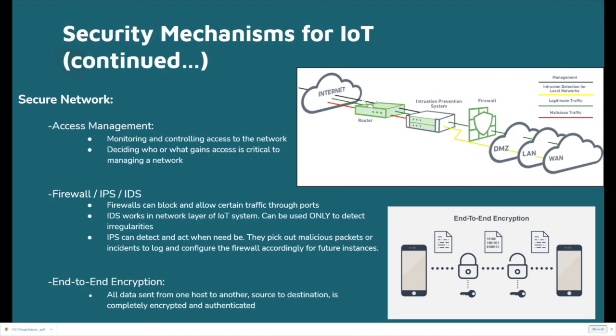So intrusion detection systems work in the network layer of the IoT system, and they can be used only to detect irregularities. So that's where intrusion prevention systems are better as opposed to detection systems, as the prevention systems can detect and act when need be. They pick out malicious packets or incidents to log, and then they configure the firewall accordingly for future instances. So they can block off certain ports or open whichever ones they want.